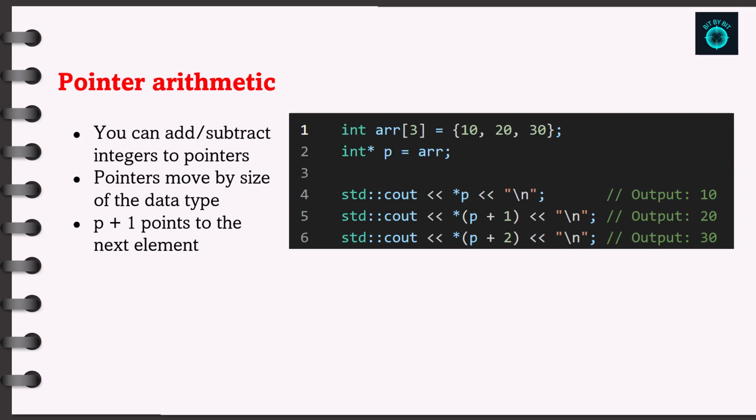In this code, we have an array with values 10, 20, and 30. We point to the first element using a pointer called p. Then *p gives us 10. *(p + 1) gives us 20. And *(p + 2) gives us 30. We are moving across the array using pointer math. This works with arrays of other types too, like float or char. The step size changes based on the type.